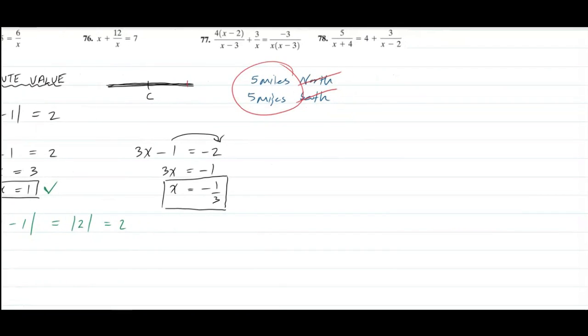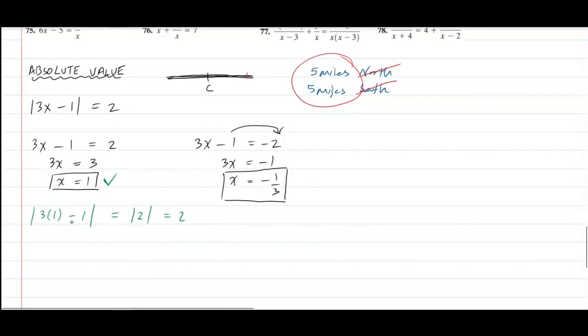Now, the one on the right, that's often missed by students. They don't really think about it that way. So let's plug that negative 1/3 into this problem. So you have 3 times negative 1/3, and you subtract 1.